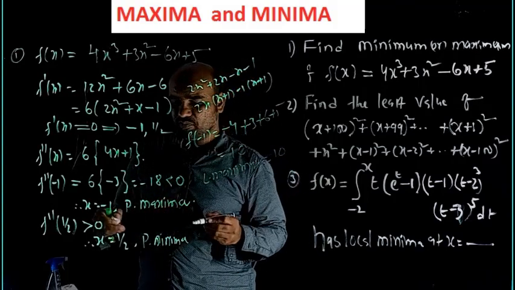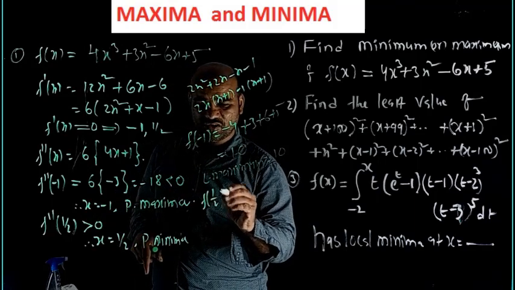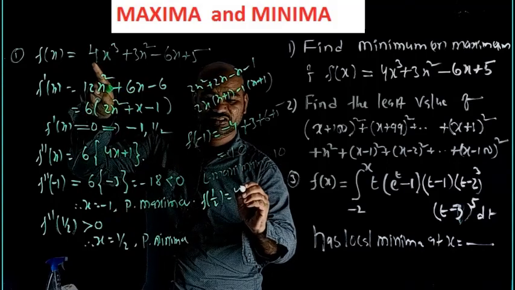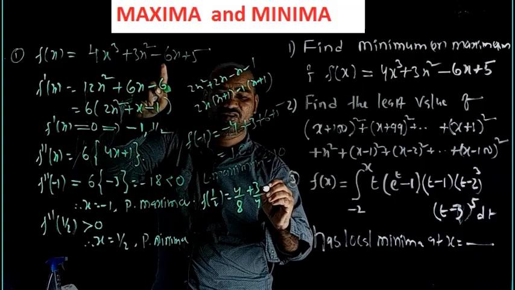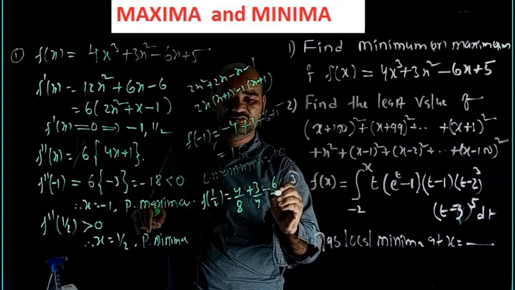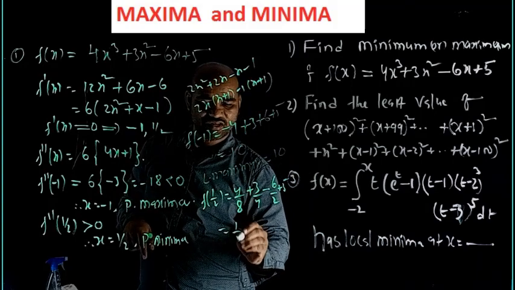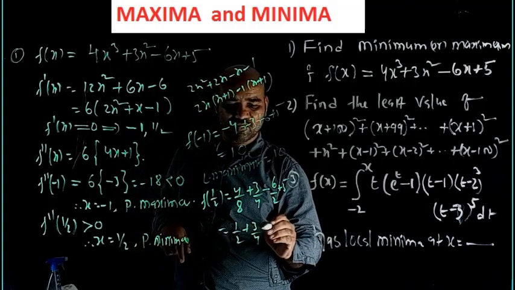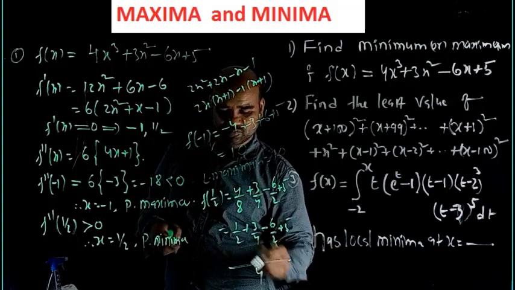Next, I want the local minimum. The local minimum is f of 1 by 2. We should find f of 1 by 2: 4 times 1 by 8, that is 1 by 2, plus 3 by 4 minus 6 into 1 by 2, plus 5. Here I want to take 4 as the LCM.